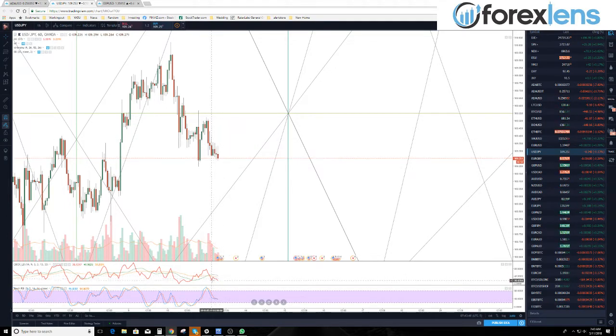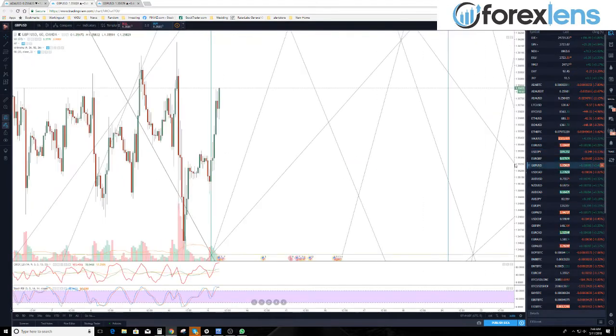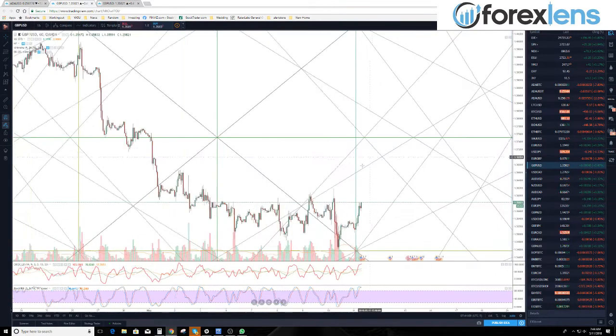We have a condition on one, but we really don't have one on the other. So really what this is saying is that we need to move a little lower to have a buying opportunity. So on this type of setup, there is no condition for the buy.